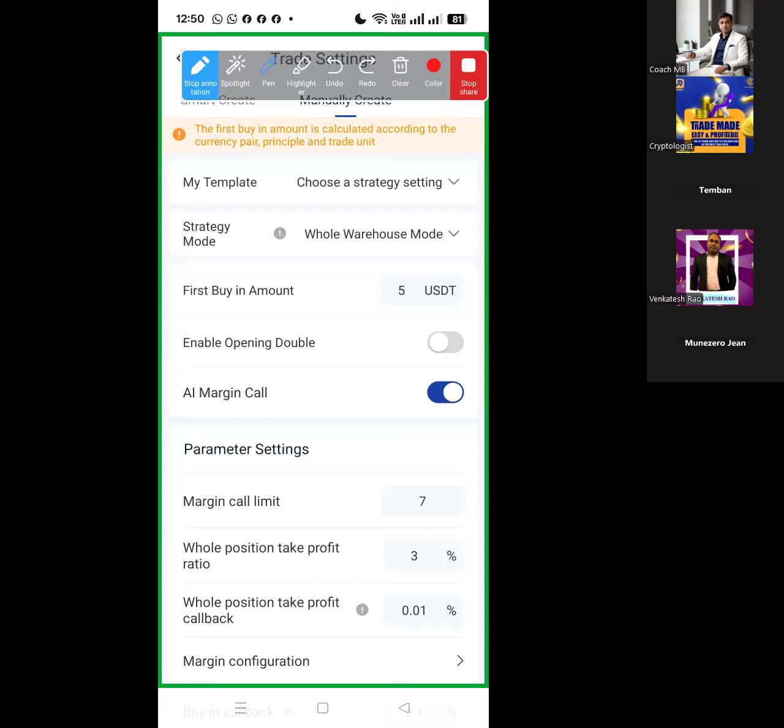So when we start any trade, we can start with the first buy in amount. This is the amount that is used to start a trade. The robot buys with this amount, whatever you have put here.